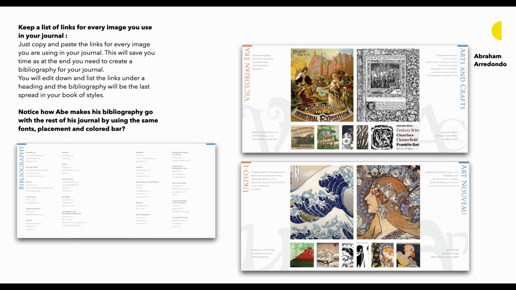So you always want to keep the link where you found the image. So you could start a separate document in any software you want. Maybe you want to do it in Word or Google Docs, and you just want to create something where you put Victorian era, and then you're going to just copy and paste the links from each image that you use in your journal. That way, it'll save you time at the end when you make the bibliography.